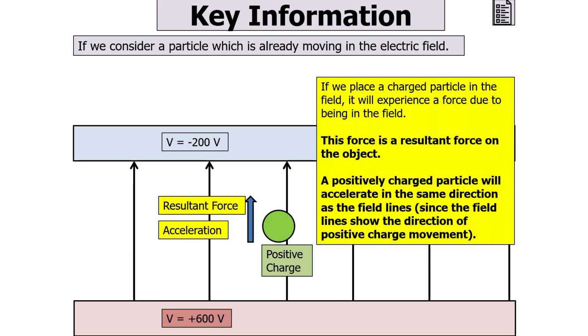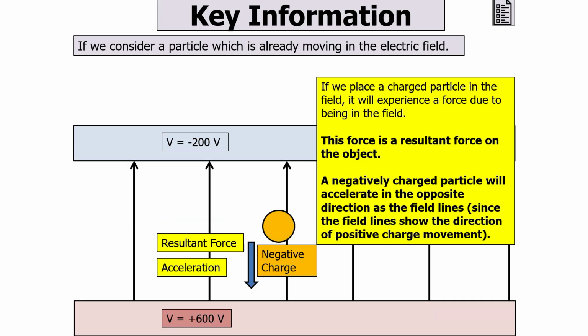So, just to clarify, if we place a charged particle in the field, it will experience a force due to being in the field. This force is a resultant force on the object. So a positively charged particle will accelerate in the same direction as the field lines, since the field lines show the direction of positive charge movement, whilst a negatively charged particle will accelerate in the opposite direction, as the field lines show the direction of a positive charge movement.